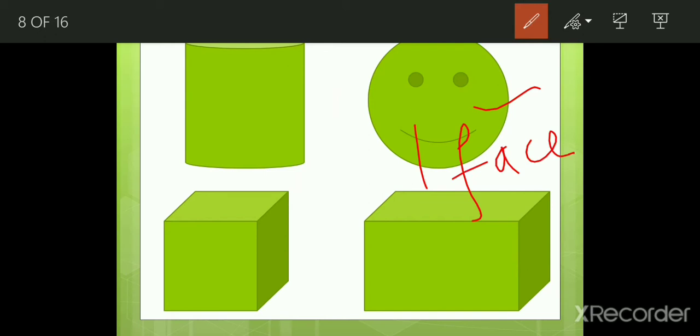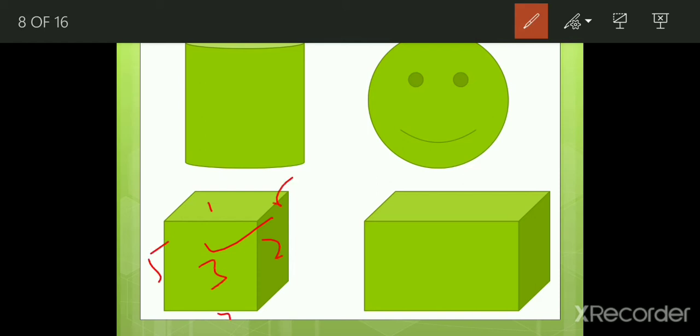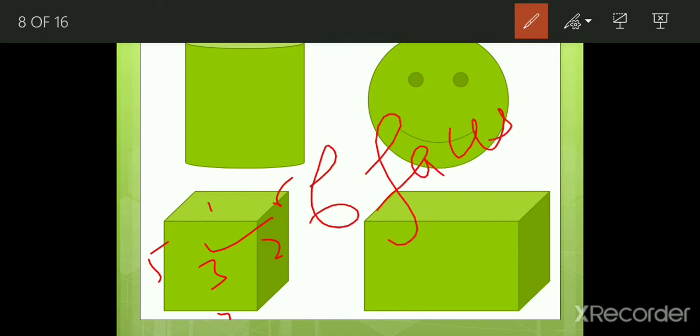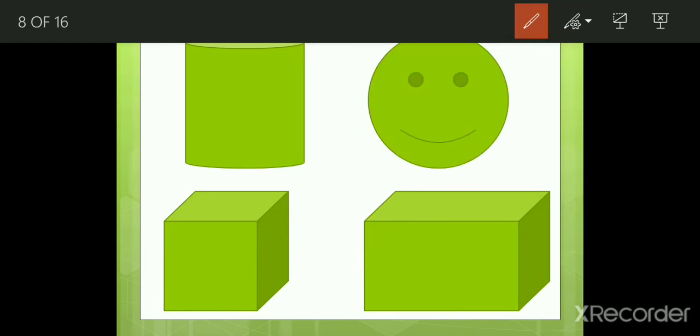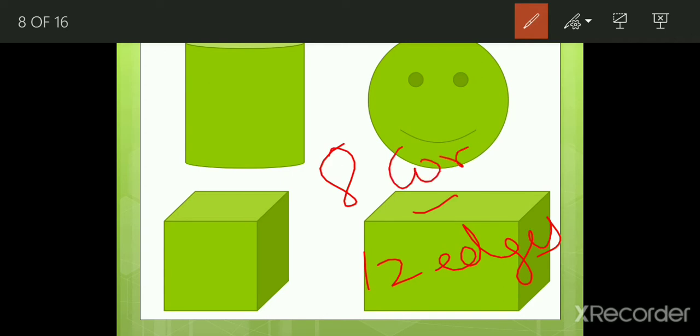Okay? Now, the next shape is a cube. In a cube, we have 6 faces: 1, 2, 3, 4, 5 and the back one 6. So we have 6 faces, 12 edges, and 8 corners. Similarly, in a cuboid also, we have 6 faces, 12 edges, and 8 corners.